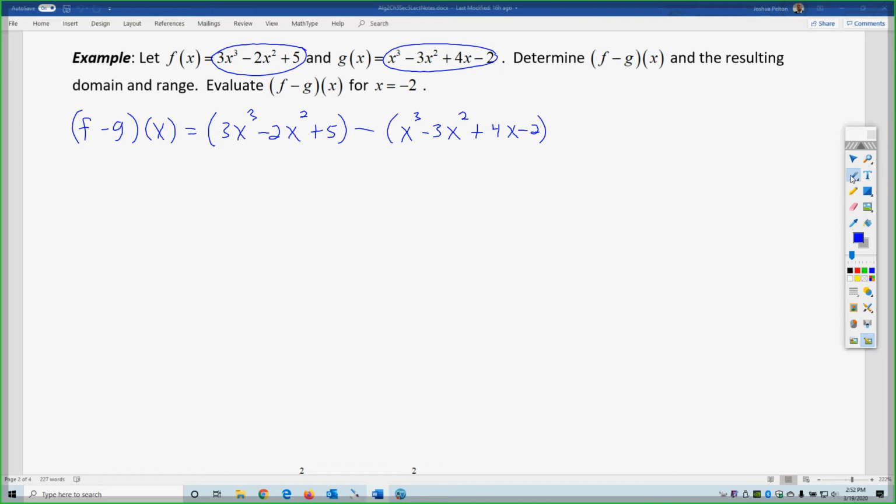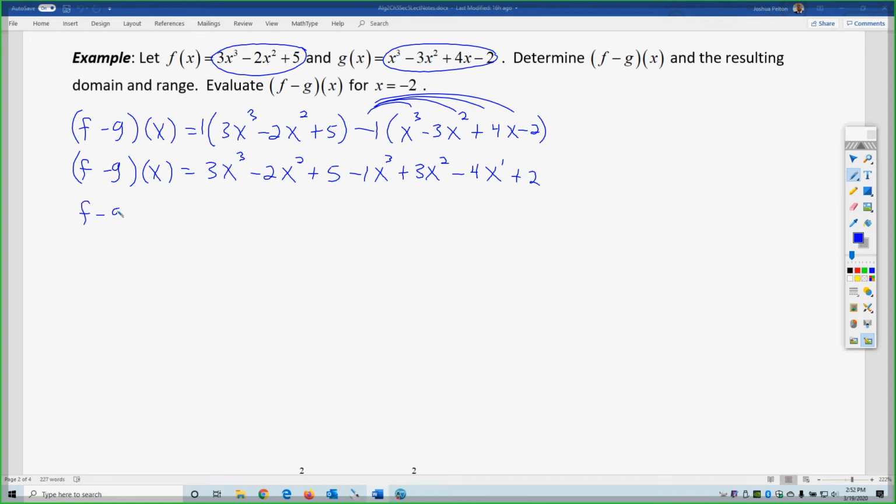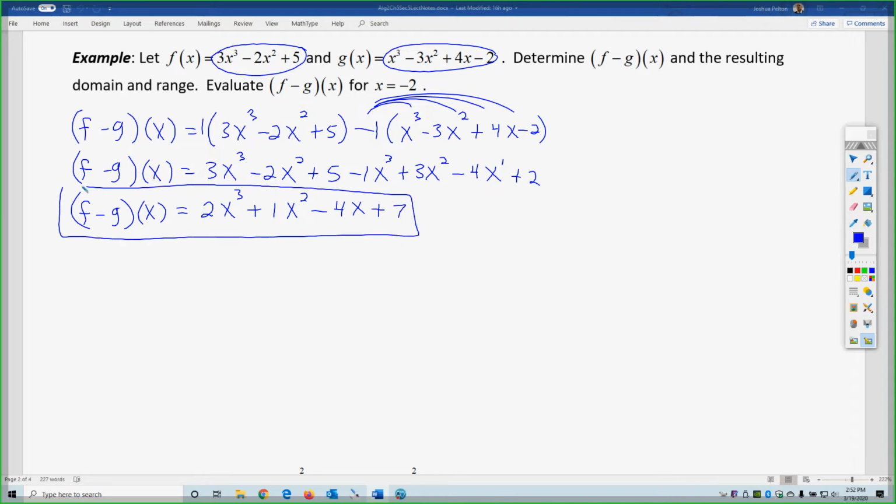Okay, so we'll distribute the negative 1, so f minus g of x equals 3x cubed minus 2x squared plus 5 minus 1x cubed plus 3x squared minus 4x plus 2. Then we can combine like terms and get f minus g of x equals 2x cubed plus 1x squared minus 4x plus 7. So there's our final function for f minus g of x.